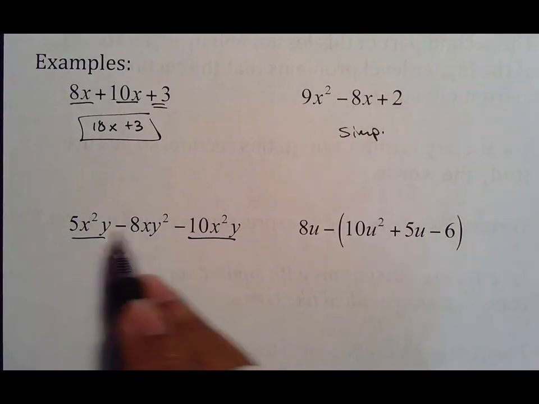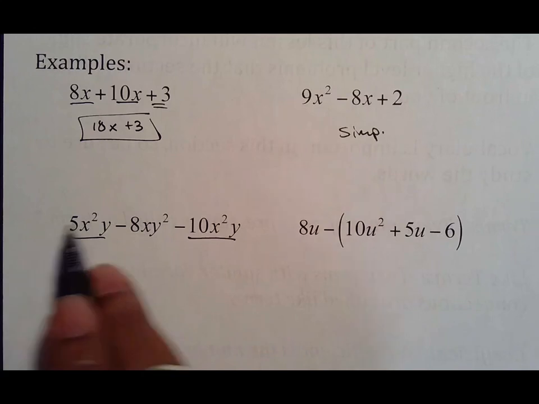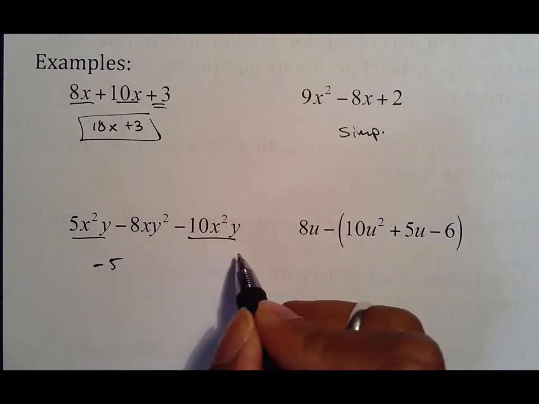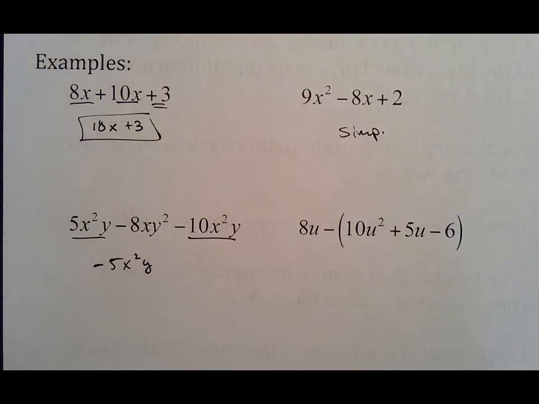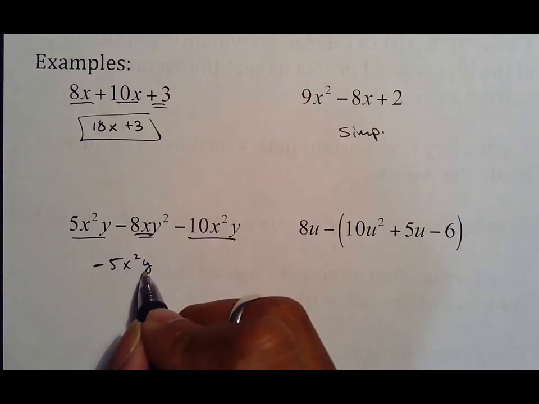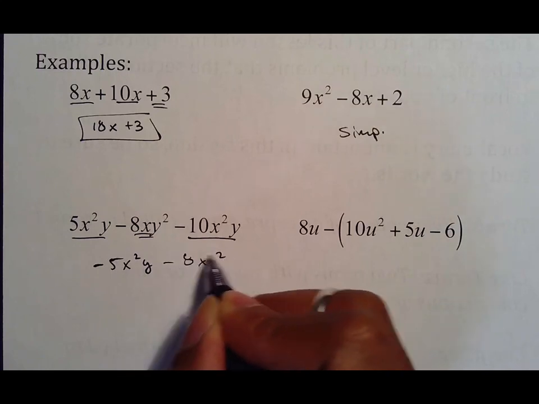This is a 5 and a negative 10. 5 and negative 10 combine. They compete because they're different. The negatives win by 5, and again your term stays the same, x squared y, and then your variable portion stays the same, and then this comes down as it is, minus 8xy squared.